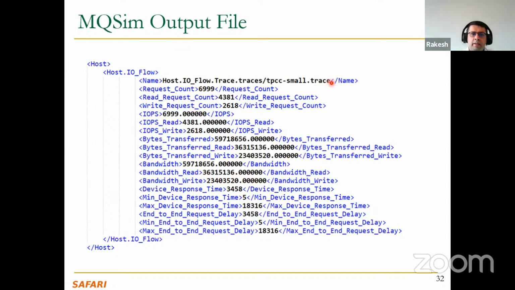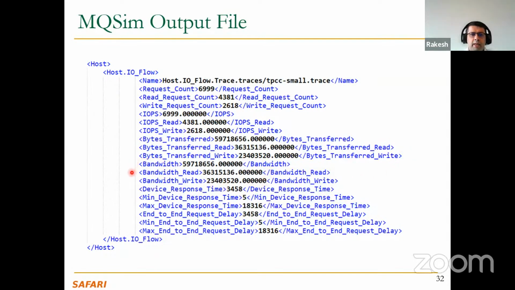And here we see the name of the workload and how many requests were generated or executed in the workload, which is around 7,000 requests. And we have the read request count and the write request count. And we also have throughput numbers, which are very important for analyzing the performance of the SSD. And we also have the amount of bytes transferred to the SSD and the division of reads and writes.